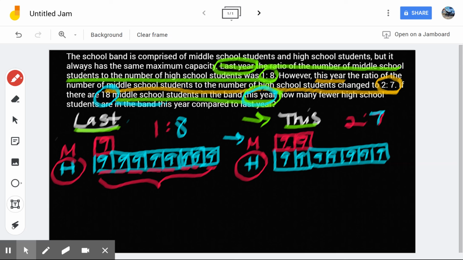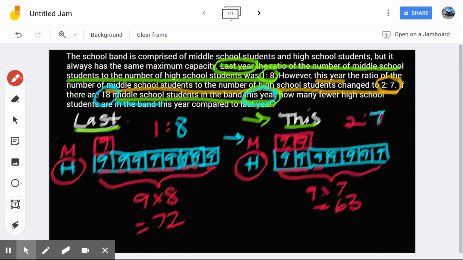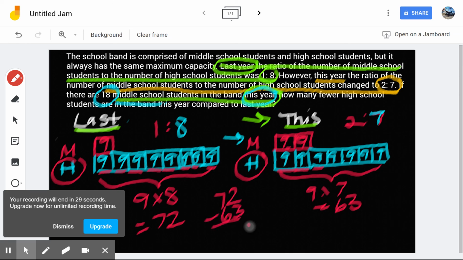8 groups of 9. So I know that 9 times 8 is 72. That's how many high school students there were last year. However, this year, I've written 9 7 times. 9 times 7 is 63. And I need to know the difference between this year and last year. So if I'm looking for the difference, I'm just subtracting. And I know that the difference is 9.